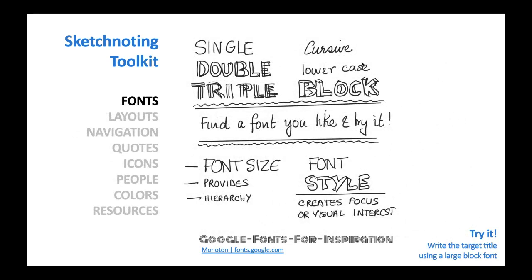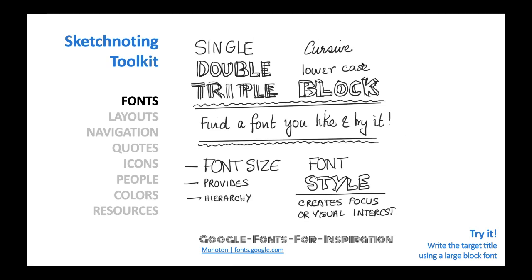So first, the first thing we're going to talk about is fonts. As you might recall, sketchnoting is really about words and images. So the two most important things are how can you write stuff down and how can you then visualize certain pieces of information. Writing, fonts. Fonts really give you two bits of very powerful tooling. First, there is font size, right? With font size, you can provide a hierarchy for the information.